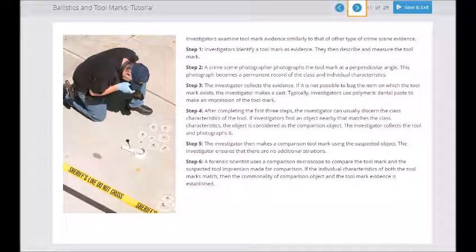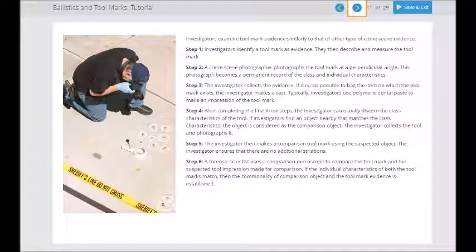Well, there's a few steps. To look for tool marks, they identify a tool mark as evidence. So like, okay, we've got a mark here that we think is important, and we think it was caused by a tool. They then describe and measure the tool mark. They take photographs at all angles, just to make sure they've got a permanent record.